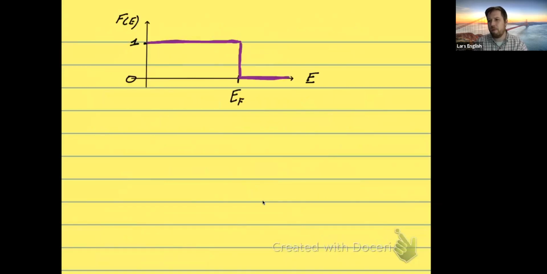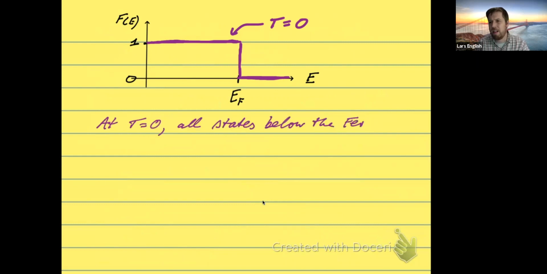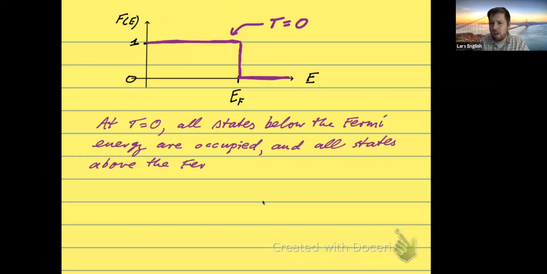Let me plot it for you. At very low temperatures, the Fermi-Dirac distribution looks like this. It's a step function. And that shouldn't really surprise you from all that we've said before. Because what it says is that at very low temperatures, all states below the Fermi energy are occupied and all the states above the Fermi energy are empty, right?